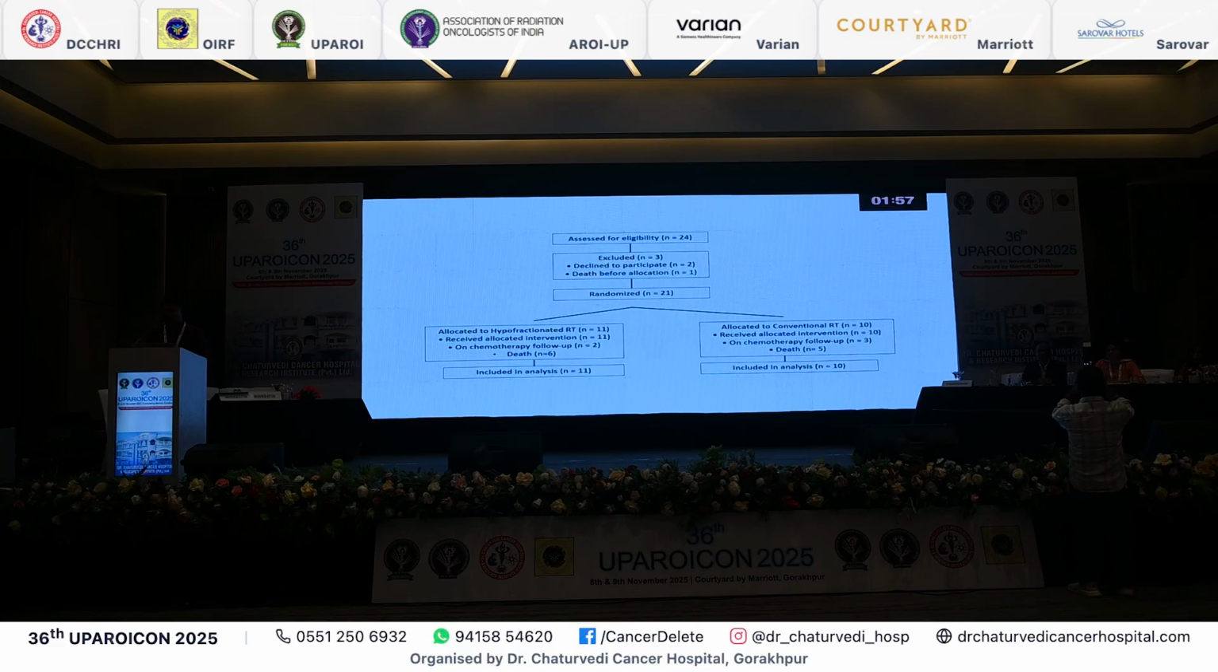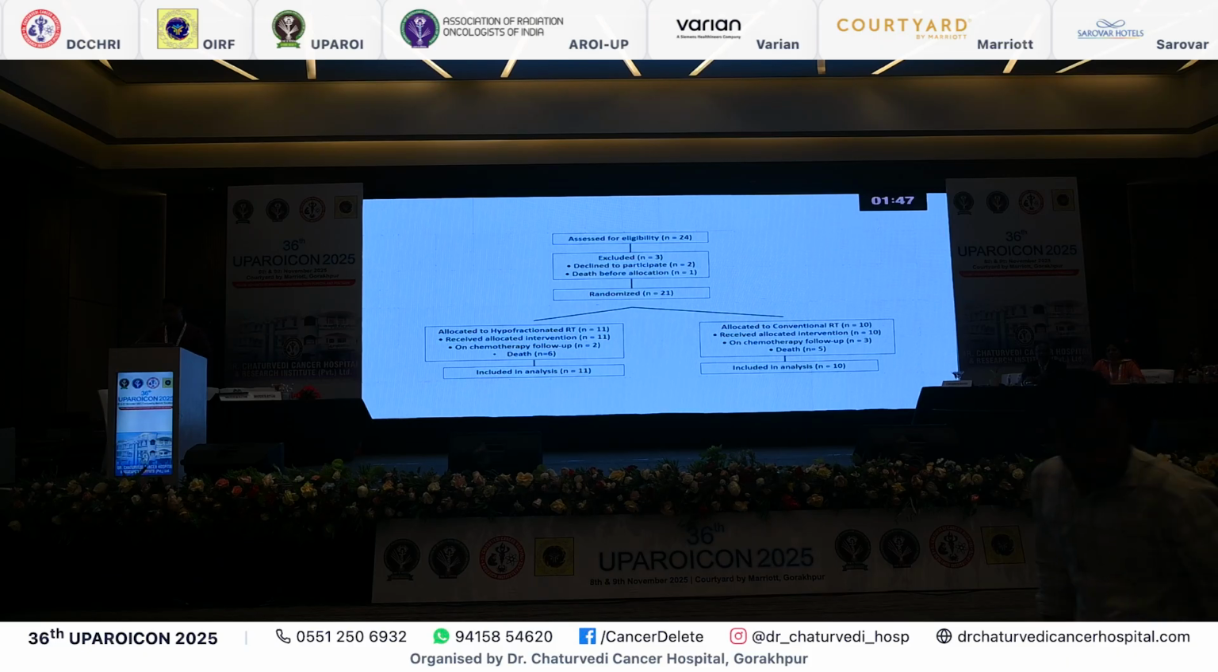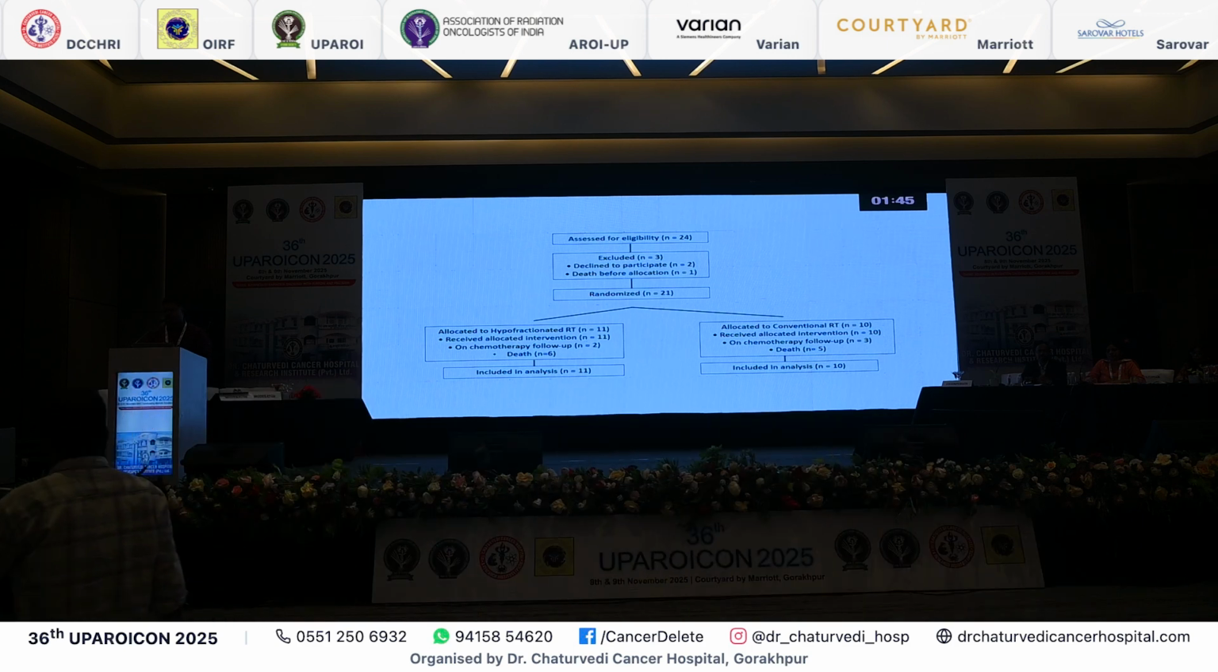However, 3 were excluded due to various causes. 2 patients in our study arm are still on chemotherapy follow-up with 6 deaths, and 3 in our control arm are on chemotherapy follow-up with 5 deaths. However, all were included in the analysis per the intention to treat protocol.